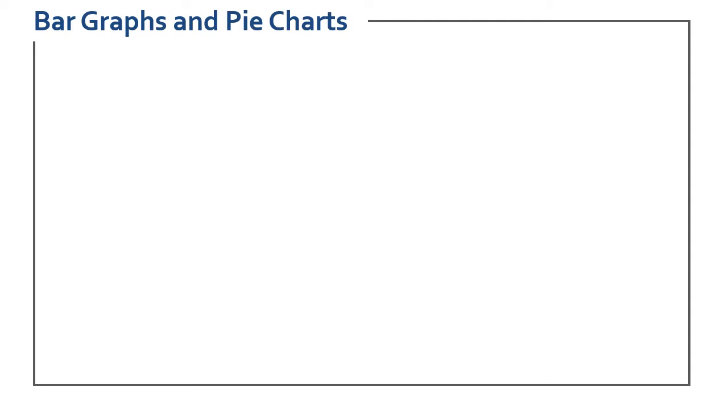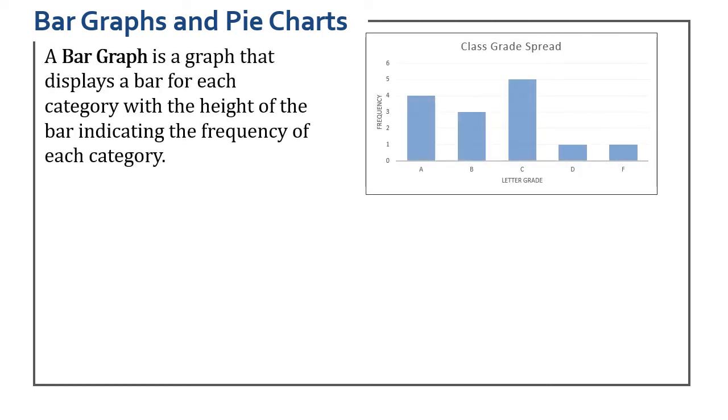So a frequency table is great because it organizes and gives totals in each category for the data. Now, if we wanted to see something visual, we could create a bar graph or a pie chart. So these give really good visual representations. I'm going to show you guys how to do these too. So a bar graph is a graph that displays a bar for each category, with the height of the bar indicating the frequency of each category.